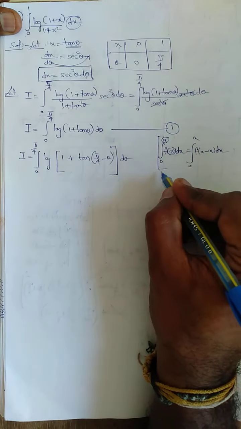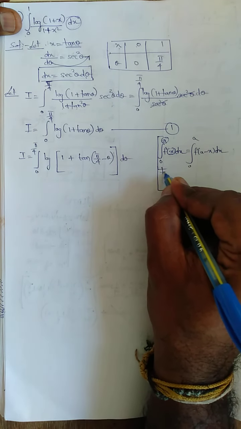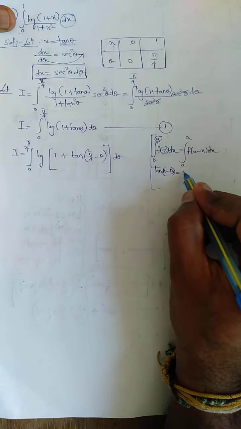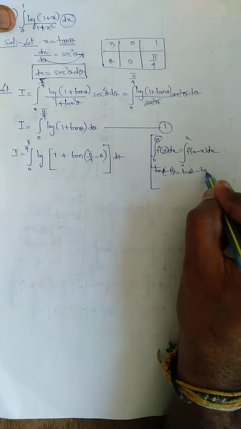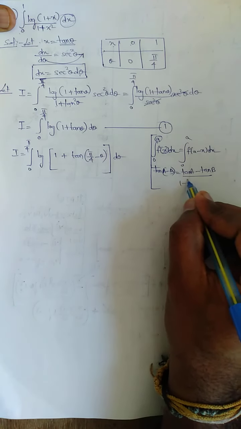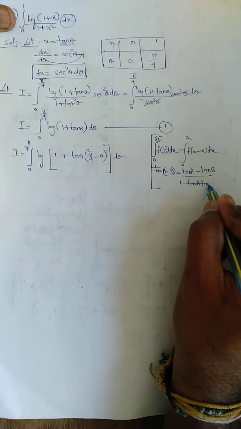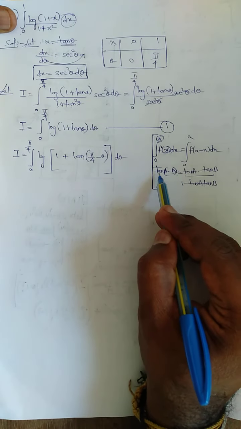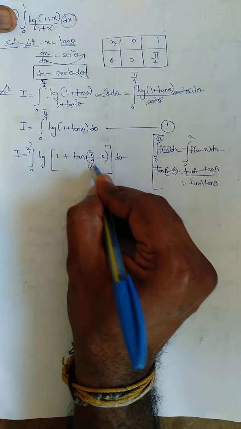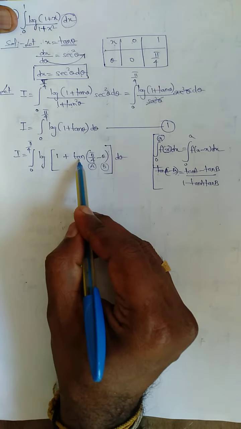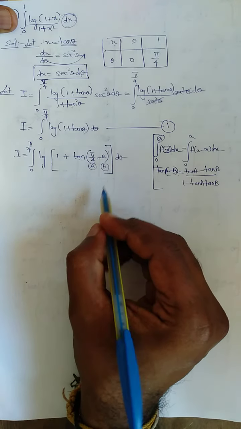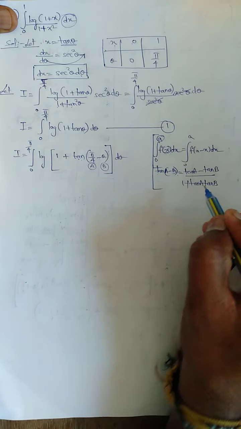That's all. You know another formula also. What is the formula we know? Tan of a minus b: tan a minus tan b divided by 1 plus tan a tan b. This formula we studied in 11th standard. For tan of a minus b, this one you can take as a and this one as b.